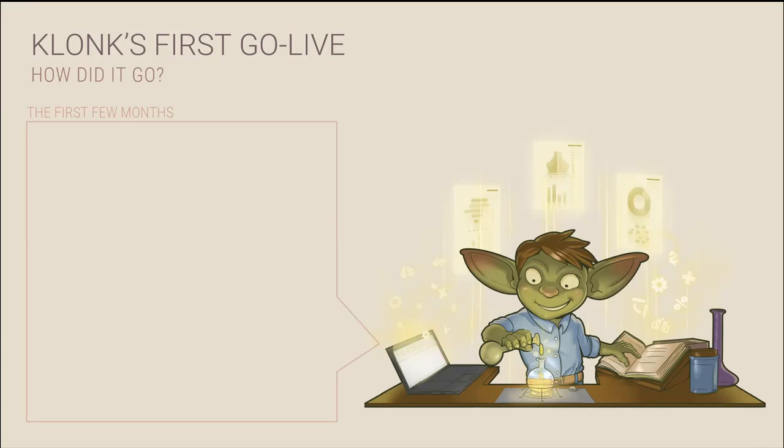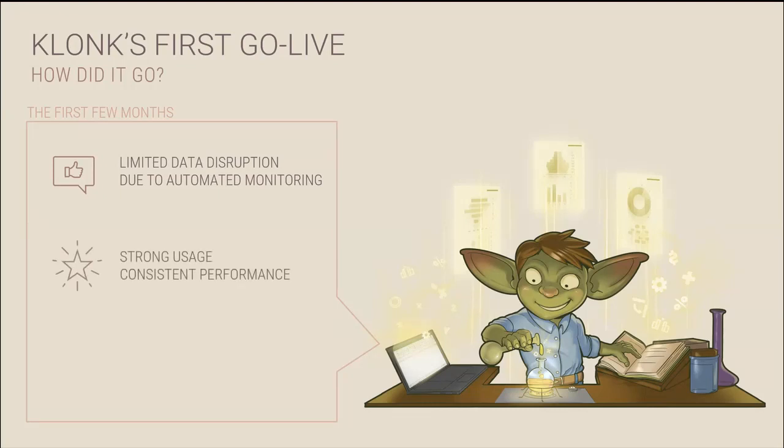In the first few months, it goes really well, actually. So there's limited data disruption because they have an automated monitoring solution. And in fact, at no point does the business see or interact with incorrect data. They open with strong usage and have consistent performance. They're able to see that they're consistently above their 90% user saturation metric.